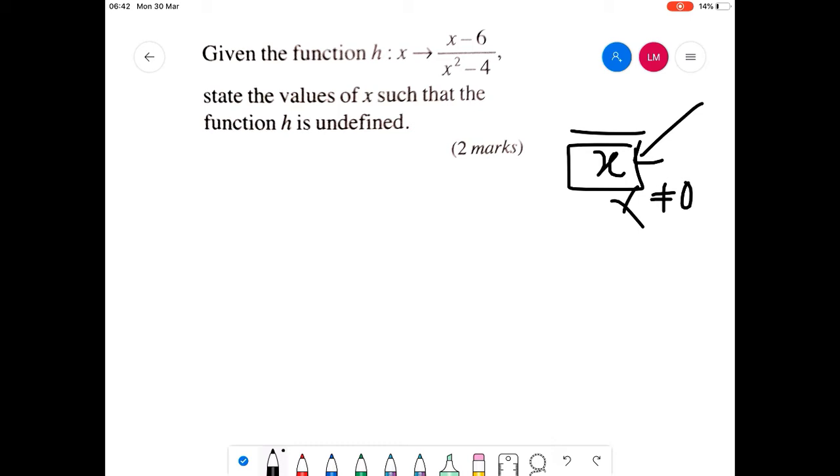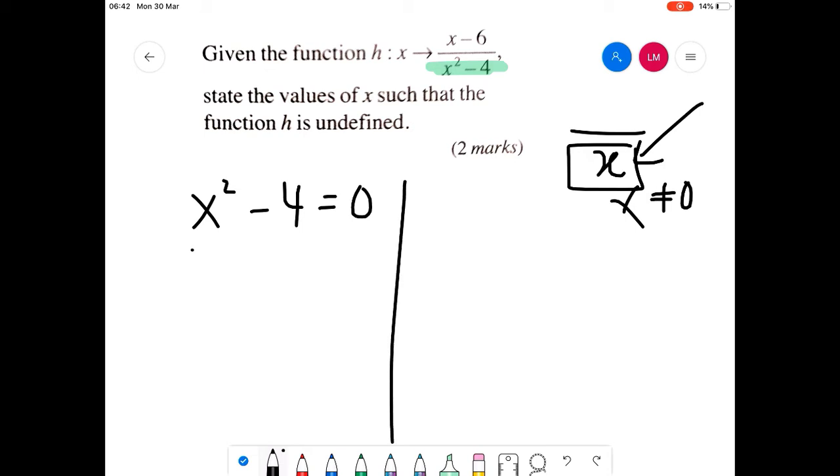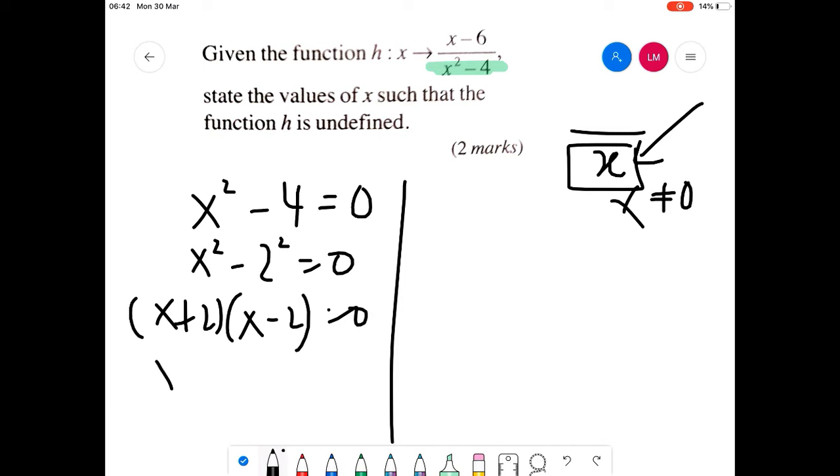Okay, alright, that means the denominator cannot be equal to 0. So for this question, the denominator is this part. That means x squared minus 4 cannot be equal to 0. Okay, so here you have two ways of doing. This is actually x squared minus 2 squared equal to 0. So you can change to x plus 2 or x minus 2 equal to 0. So your x will be negative 2 or x will be equal to 2.